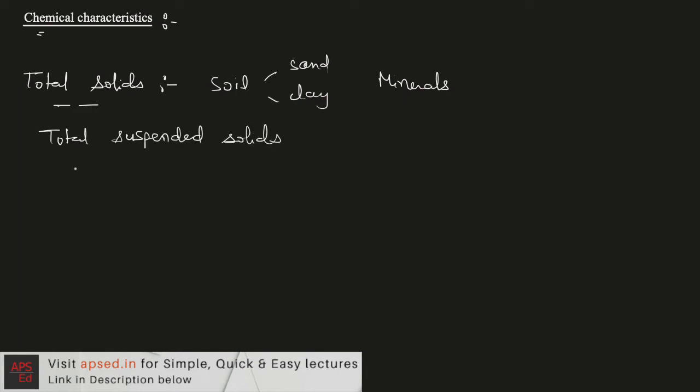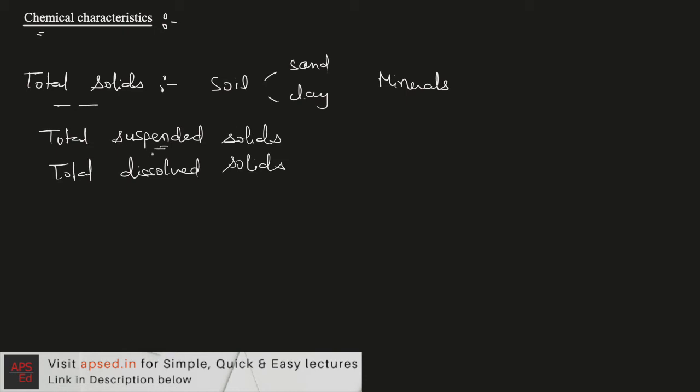Let's first talk about the total solids. So total solids represent the solids that are present in water. So these solids can be in the form of some soil. I mean, the soil can be sand or clay that is coming from the water body. Then some minerals can be present like calcium, magnesium. So these will make up the total solids. Now in terms of solids, we can further classify these total solids as total suspended solids and total dissolved solids.